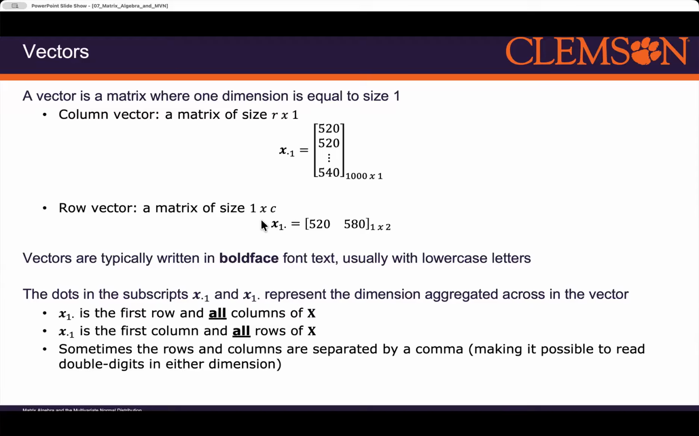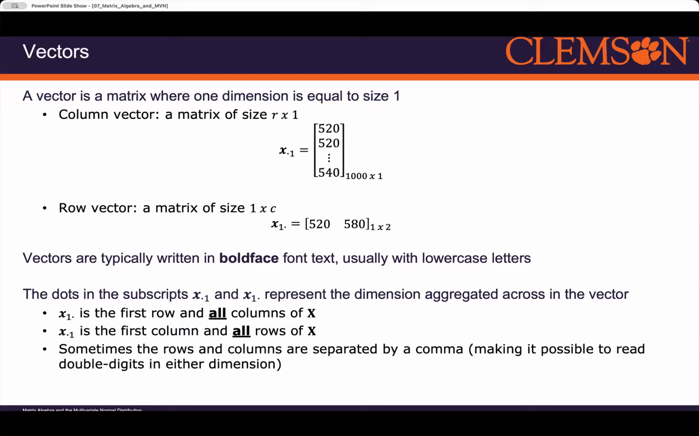Similarly, a row vector is a matrix of size 1 by C. So if we took the first person's data, that would be x1 dot: x for the first row and all of the columns. That would be a 1 by 2 matrix, and you'd have just that person's scores. Once again, vectors are written in boldface text, often with lowercase letters. The dots represent the dimension aggregated across in the vector, the all of, as I was saying previously.